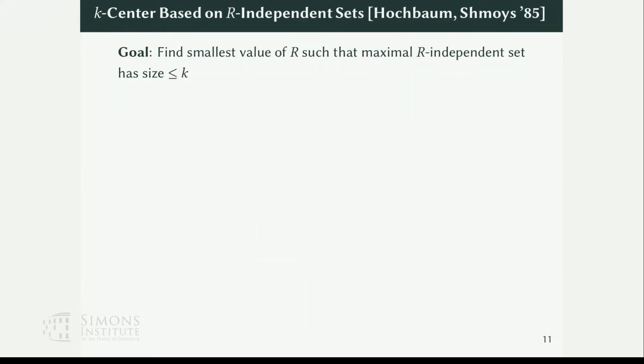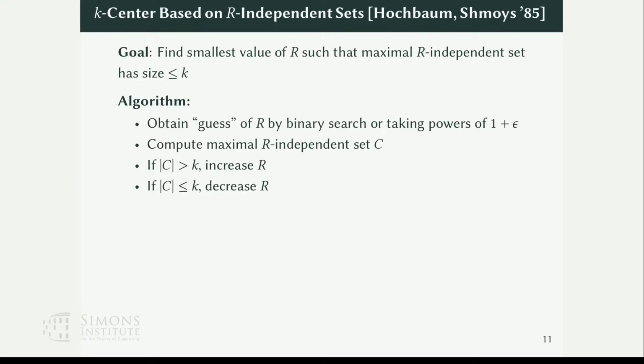Okay, and this heuristic, this two approximation, is essentially just saying, yeah, find the smallest value of R that's possible such that the maximal R-independent set has size at most K. Yeah, if it has size at most K, you can use it as a solution to K-center. And if you find the smallest such value, then you get a two approximation. So the algorithm is roughly like that.